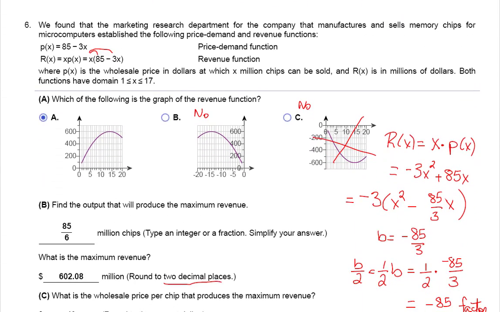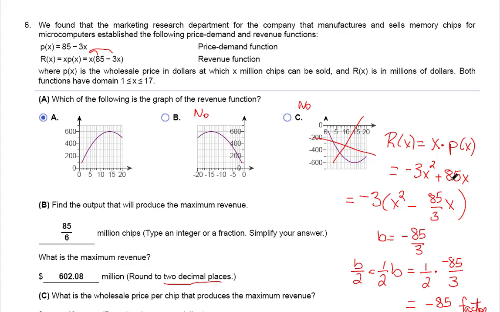All right, let's see. Question 6. We have a marketing research company. We sell memory chips. Okay, so here's my price function, the price that I charge based on how many. Here's my revenue, which is X, the number I make, times my price. Well, R of X is X times P of X. So take X, distribute it in, and I get minus 3x squared plus 85x.